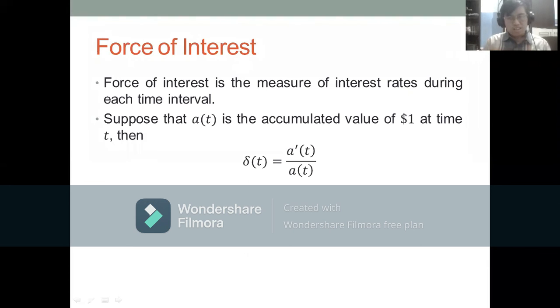Speaking of the discount function, the variable RU itself is similar to the force of interest, which is the measure of interest rate during each time interval. So suppose that AT is the accumulated value of $1 at time t, then the force of interest denoted by delta t is the ratio between the derivative function of AT and AT itself.